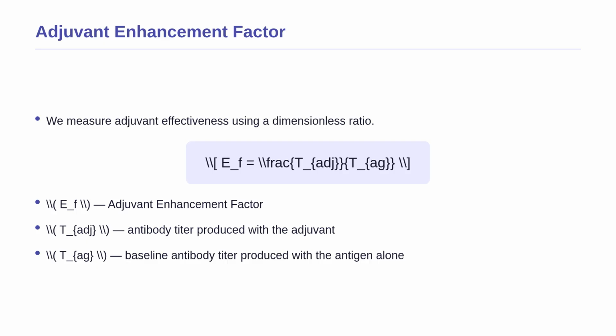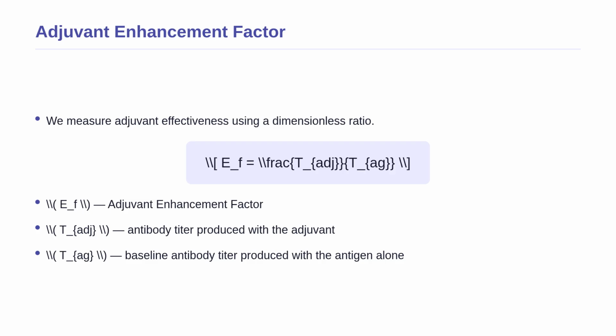To quantify exactly how much an adjuvant helps, immunologists calculate the adjuvant enhancement factor. This formula is a simple but powerful dimensionless ratio. The symbol E sub F represents the enhancement factor. The numerator, T sub Aj, stands for the antibody titer, which is the concentration of antibodies in the blood when the antigen is administered with the adjuvant.